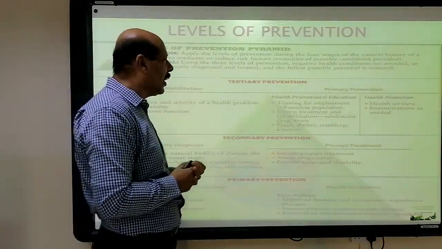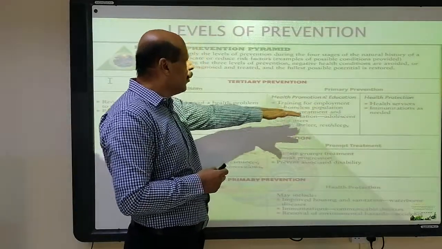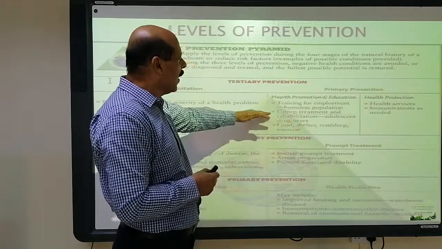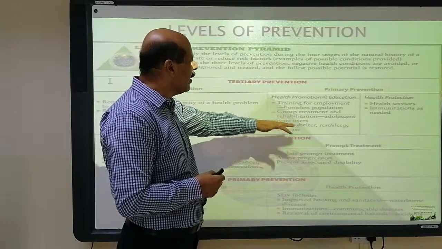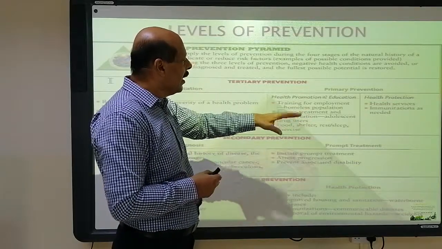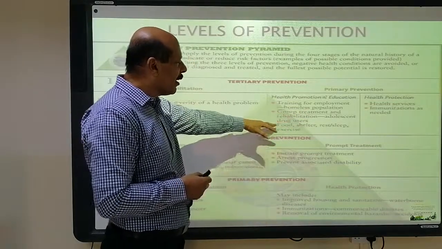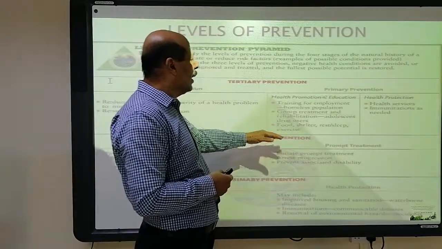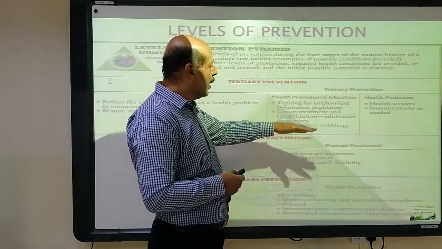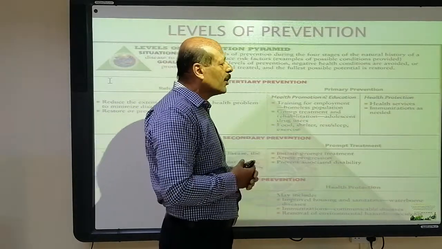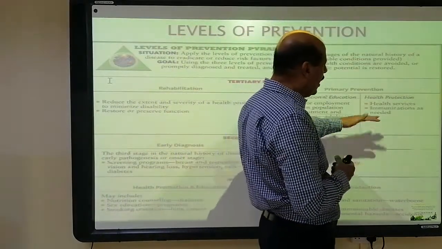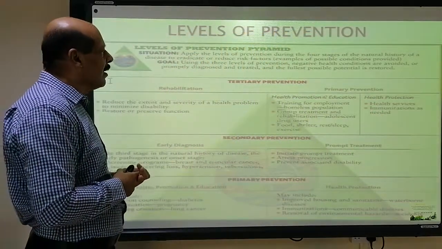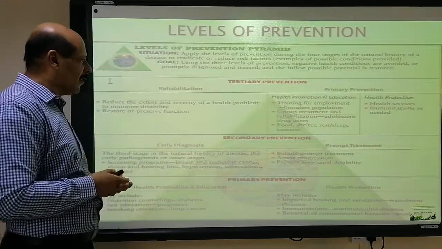The health promotion and education includes training of employees, homeless populations, group treatment and rehabilitation, and adolescent drug users. So those are some of the education for them. Then health protection, health services, and immunization as needed, and this is from primary prevention.